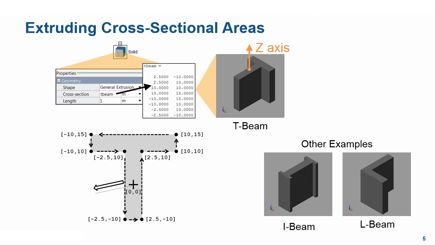This cross-section is swept along the z-axis of the reference frame by a length that is specified by the extrusion length parameter. We can extrude shapes that represent the suspension arm in our case. Let's switch to MATLAB to see how we can do this.